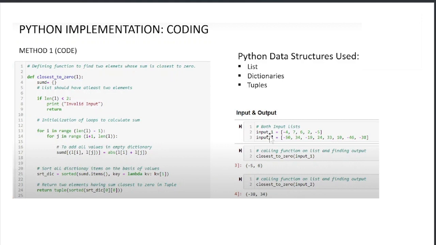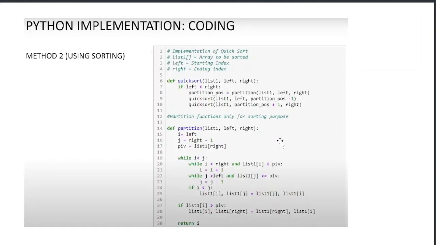Now let's have a look at the test cases. There are two different test cases, one with this input list and the other with this one. We will check input list one. This is the output, which is as expected, and the other output is this, which is also as expected for test case 2. Now we'll move to the next slide, the second method.